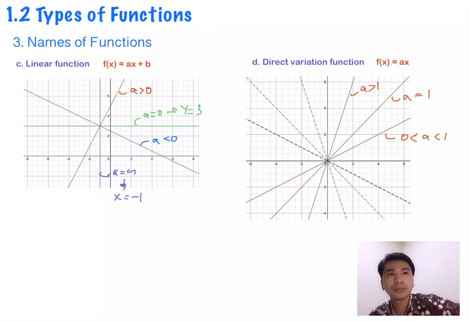Let's continue with the dashed line. For the red dashed line, it will have a equal to -1. For the black dashed line, it will have the value of a is between -1 and 0. And for the blue dashed line, it will have a less than -1. Okay.